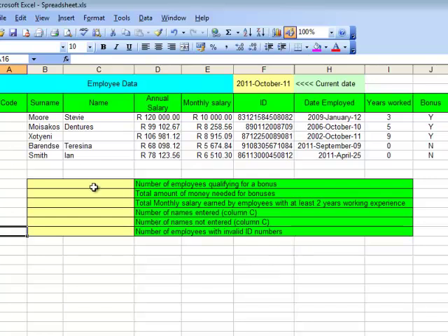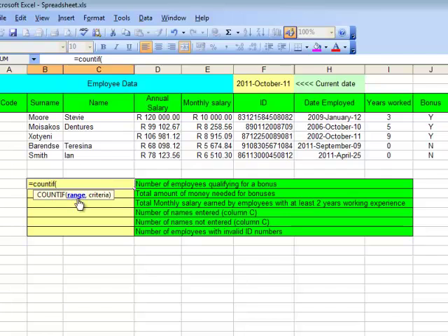Right, the first one says the number of employees qualifying for a bonus. Okay. The trick with these things is always work out what they're actually asking. So what they're saying is, in this column, how many Y's have you got? Because if they've got a Y, they qualify for a bonus. Capiche? Right, so I have a COUNTIF statement. Equals COUNTIF.